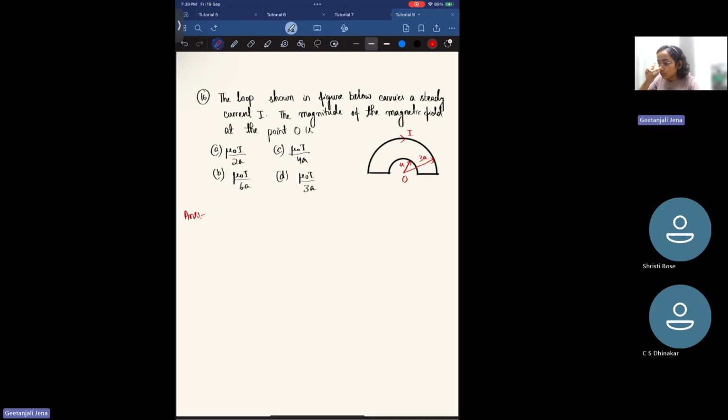There is a loop shown in this figure below that carries a steady current I. We need the magnitude of the magnetic field at a point O. You are given a loop like this. The current is flowing in, so that means it will be in this direction, I. This is a, this is 3a.